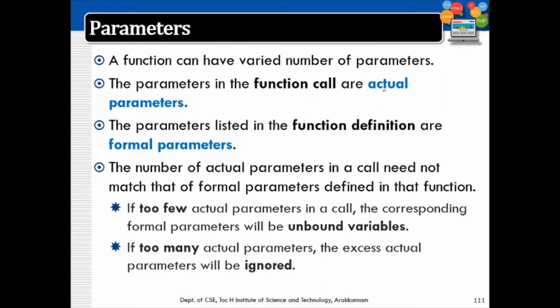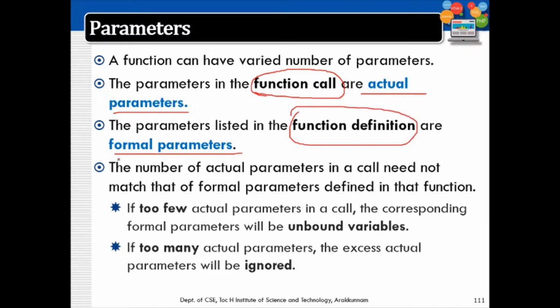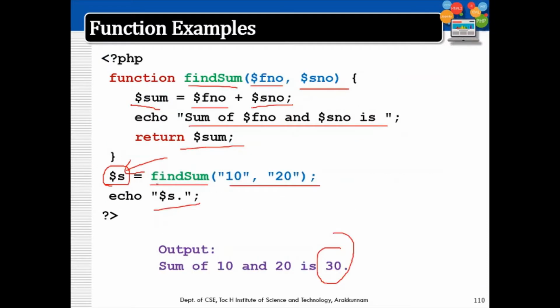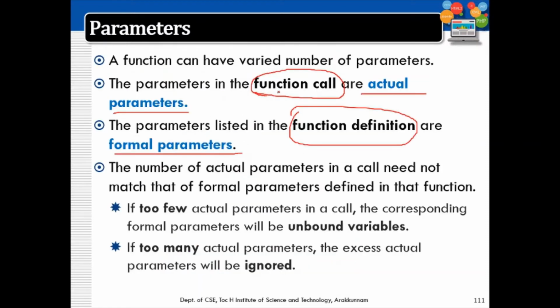Moving on to the parameters, we are already familiar with actual parameters and formal parameters. The parameters that are used in the function call are known as actual parameters, and the parameters which we use in the function definition are known as formal parameters. So in this case, 10 and 20 are the actual parameters. fnumber and snumber are the formal parameters.